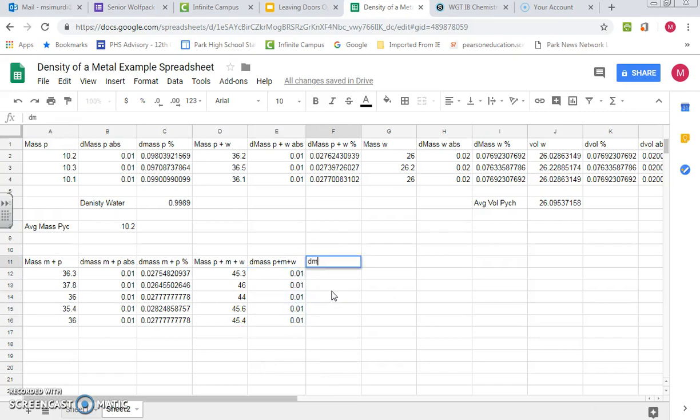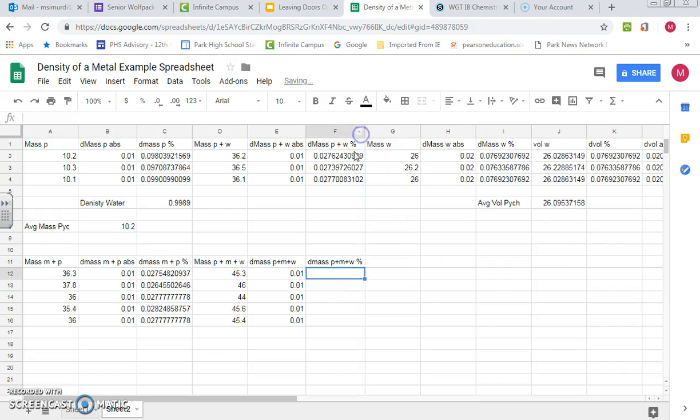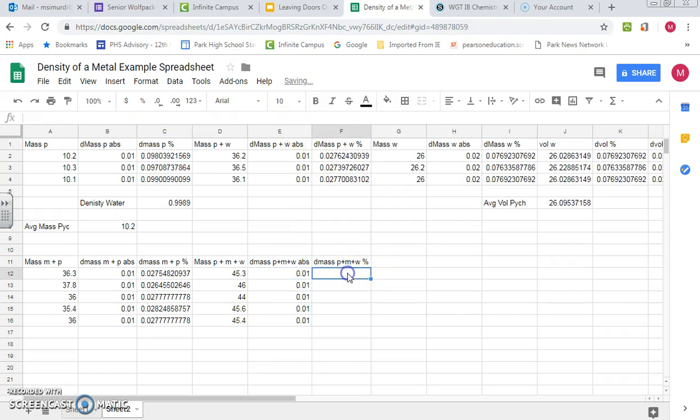And I should get the absolutes. Oh, sorry, the uncertain, the percent ones. That's what I'm looking for. And I need to resize this. And you know what? I should probably put in here ABS. Okay. And the same thing: it equals the absolute over the total times 100. And I'll fill those down as well.